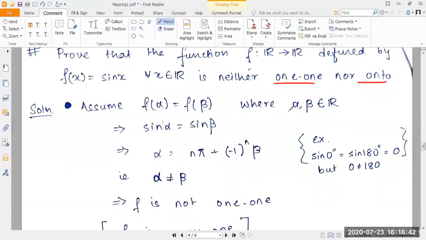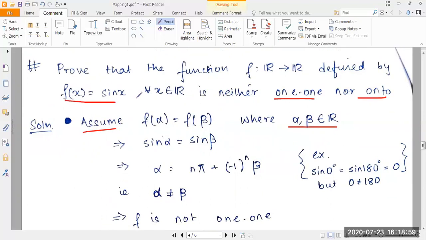So let's assume two numbers alpha and beta in the real set of numbers. So we assume two same children. We assume f(alpha) equal to f(beta). We consider the same child. If alpha equal to beta, then under this assumption and by the function that we had considered, f(x) equal to sin x, f(alpha) can be written as sin alpha and f(beta) can be written as sin beta. So f(alpha) equal to f(beta) implies that sin alpha equal to sin beta.